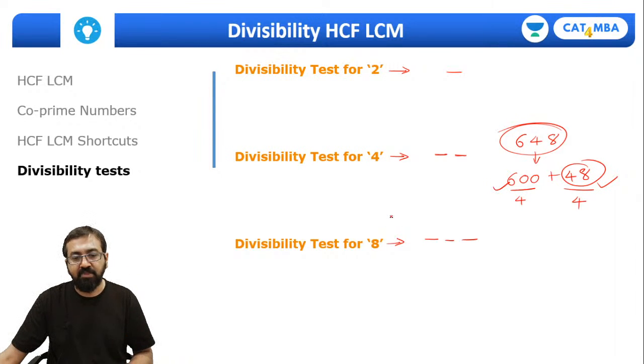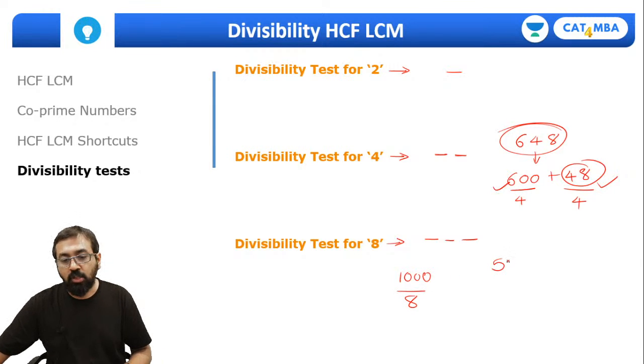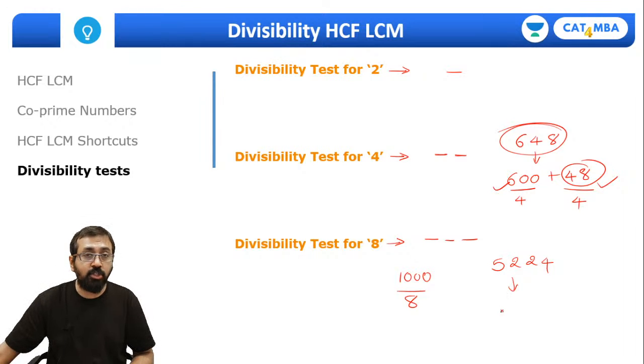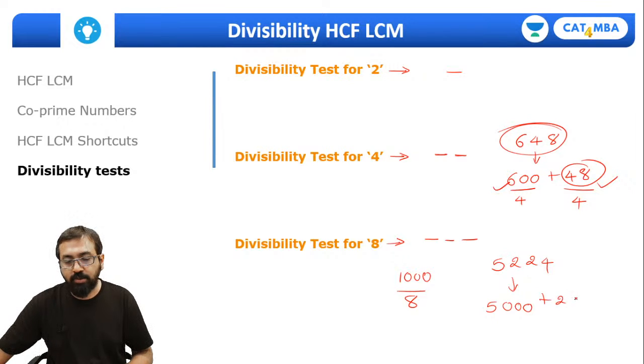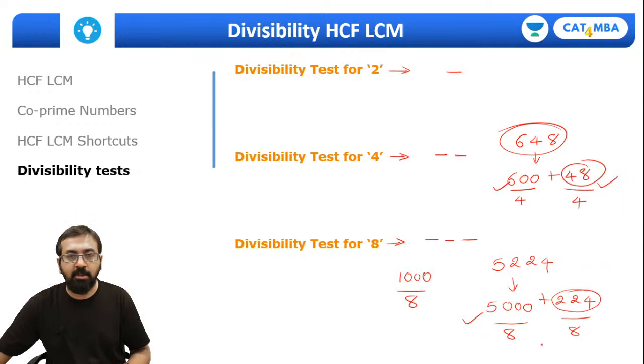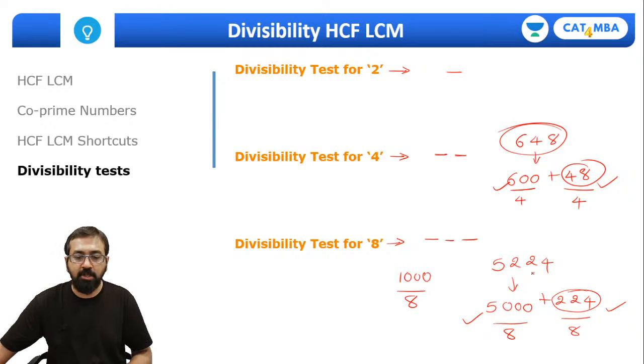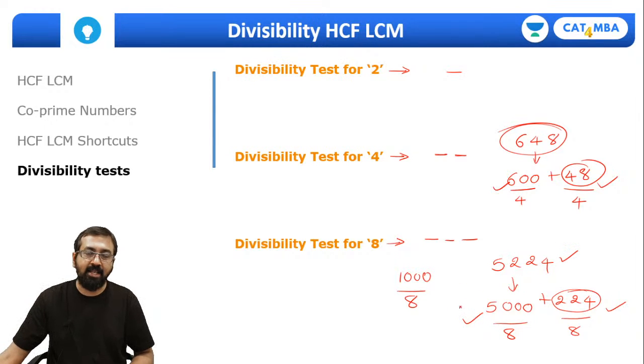As simple as that. Same way, 1000 is divisible by 8, so any multiple of 1000 is divisible by 8. So for example, if I ask you, 5,224, is it divisible by 8? So we can think of it this way: 5,000 plus 224. Now I know 5,000 is always divisible by 8. So what we need to check is whether this 224 is divisible by 8 or not. Yes, it is also divisible. So this number will be divisible by 8. And that's how we check the last three digits of the number.